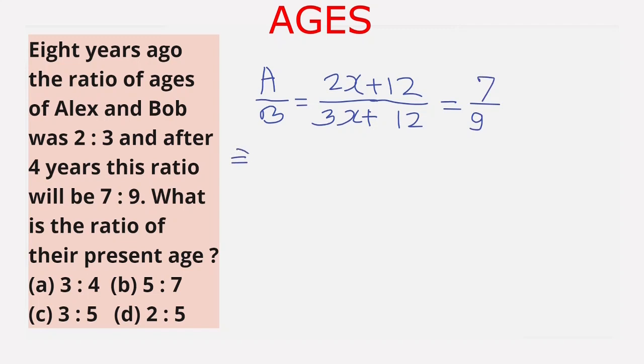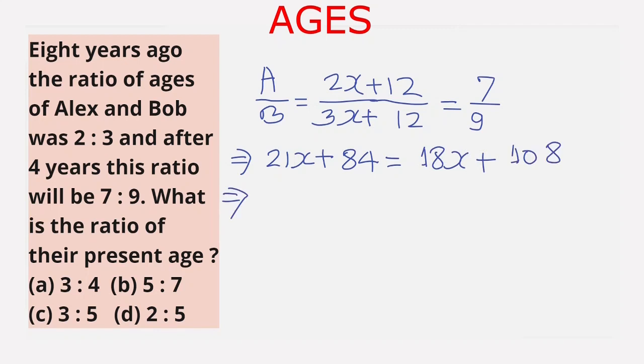By cross multiplication we get 7 times 3x is 21x plus 7 times 12 is 84, equal to 9 times 2x is 18x plus 9 times 12 is 108. This gives, by transferring 18x towards left and 84 towards right, 21x minus 18x is 3x equal to 108 minus 84 is 24, giving the value of x equal to 8. 3x equal to 24, therefore x equal to 8.